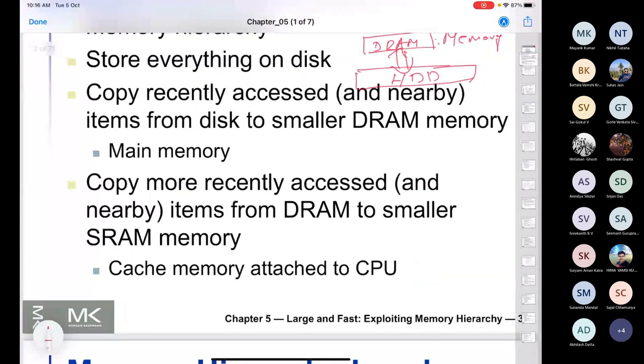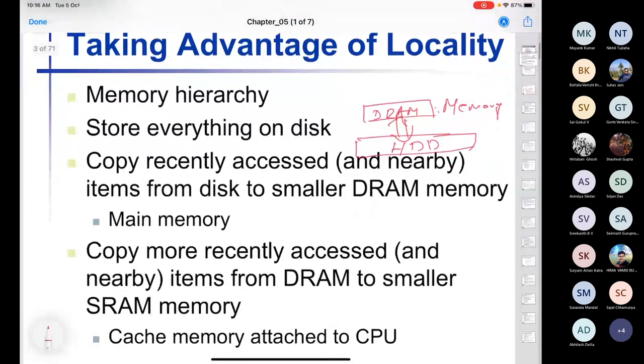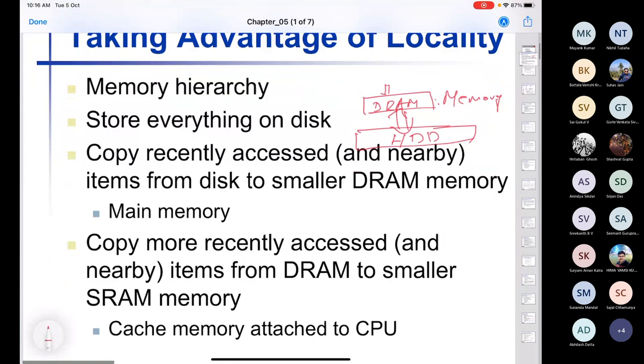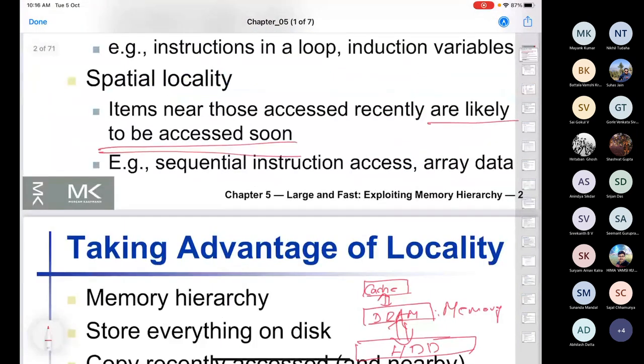On top of that DRAM is something called a cache memory. This is inside the CPU, and beyond the cache memory is your registers. This cache memory and the registers typically are inside the CPU. This is the typical memory hierarchy in a modern computer.